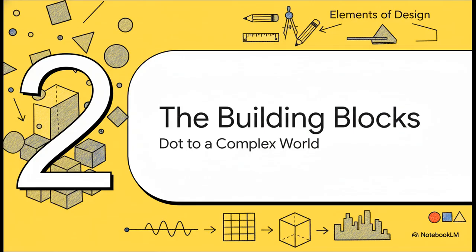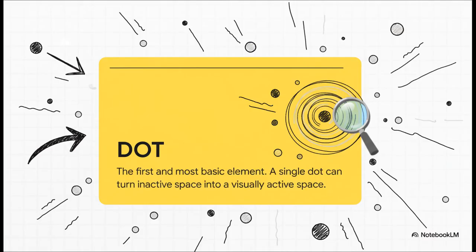Well, they have a toolkit, a set of fundamental ingredients called the elements of design. Think of these like flour, sugar, and eggs for a baker. They're the absolute basics you need to create anything visual. And it all starts with the simplest thing imaginable, a single dot.